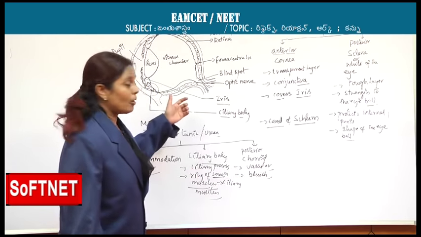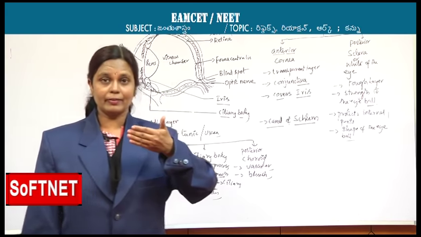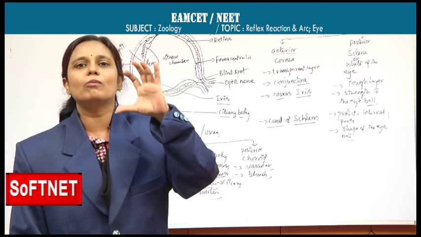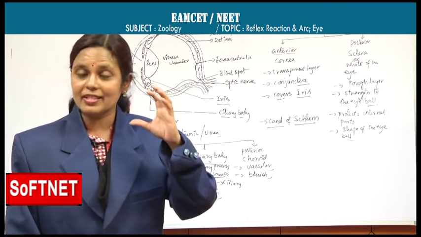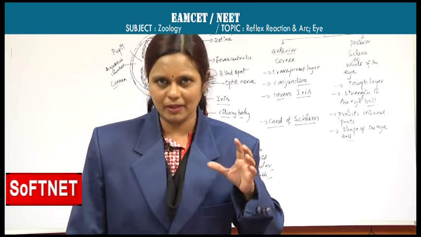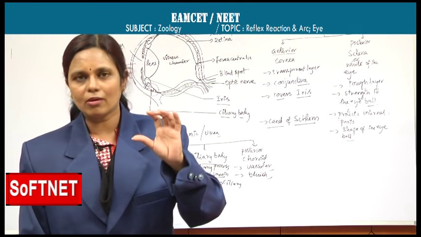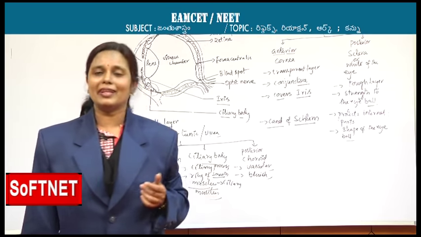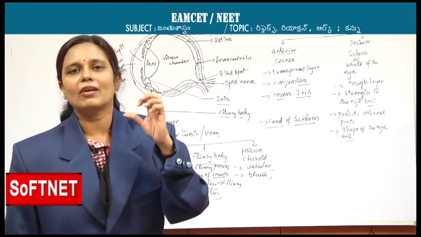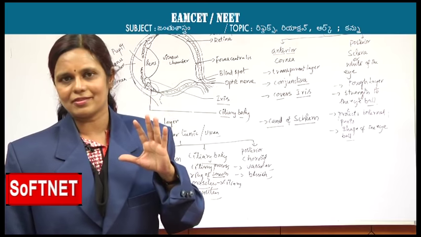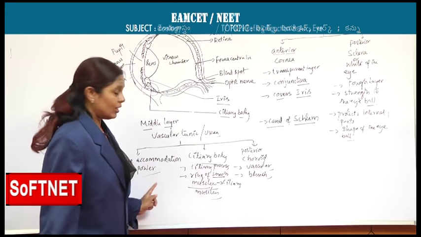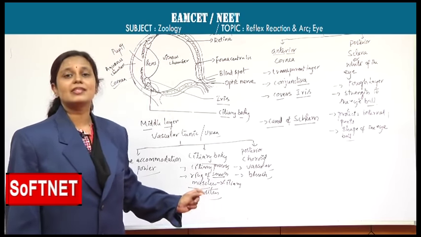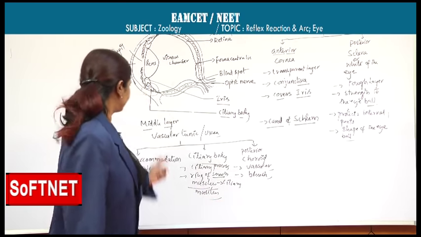Suppose the object is very close to our body, then the ciliary muscles contract, so the lens becomes more convex. The lens is already a convex transparent structure, and this becomes more convex. When the distance of the object increases, the convexity of the lens decreases. So, eye accommodation power is facilitated by these ciliary muscles.